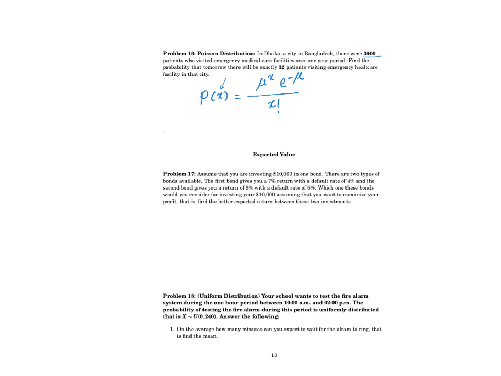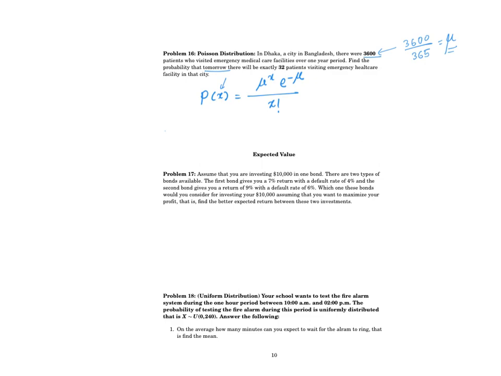3600. Okay, so there were 3600 patients who visited an emergency medical care facility over a 1 year period. Find the probability that tomorrow, so you have to take this 3600 and divide it by 365, because there are 365 days. So that's your mu, or expected number of patients that's supposed to come by.